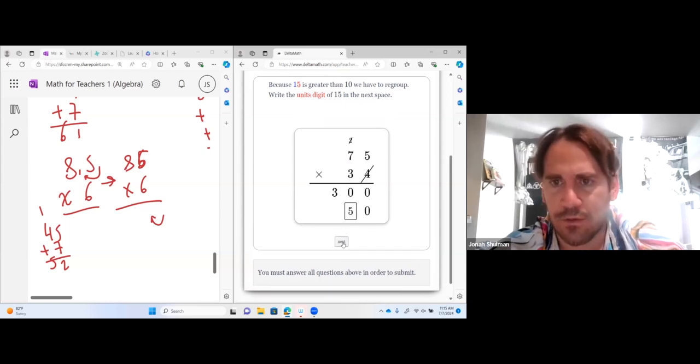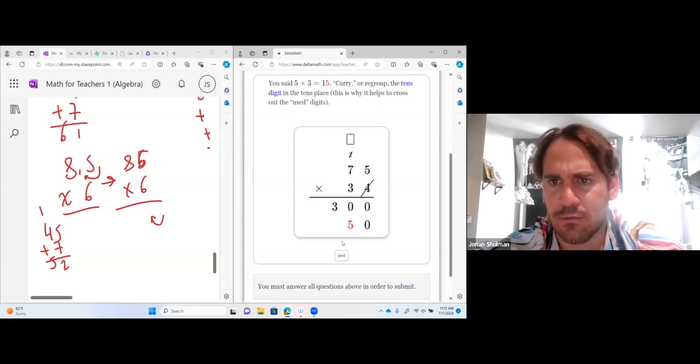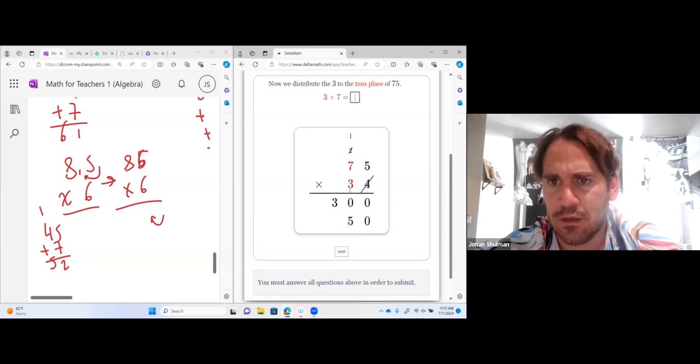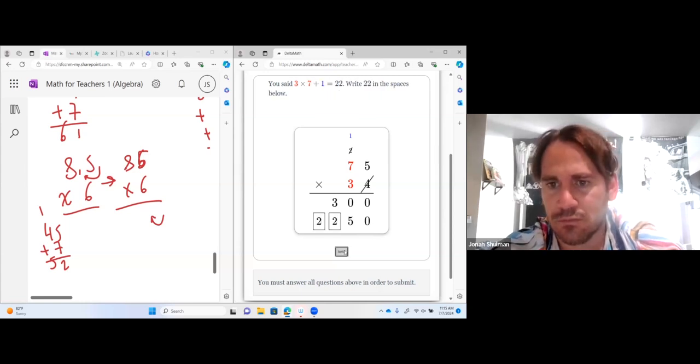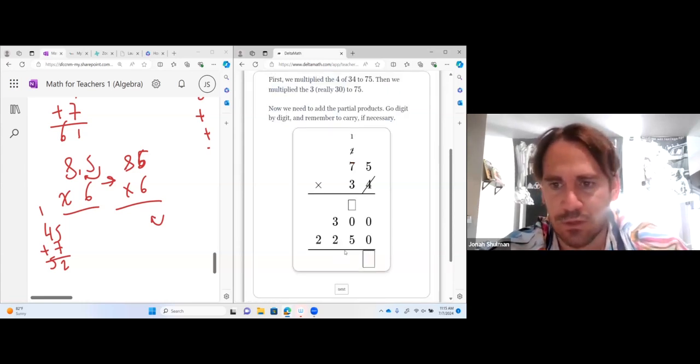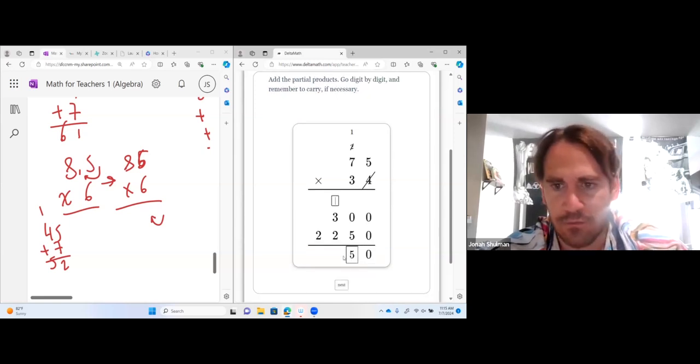We put the 5 here. I'm the 1 here to hold it. 3 times 7 is 21. Then we add 1, which makes it 22. And we add up, so it's 0, 0. That's 5, 0, because there's no extra place.